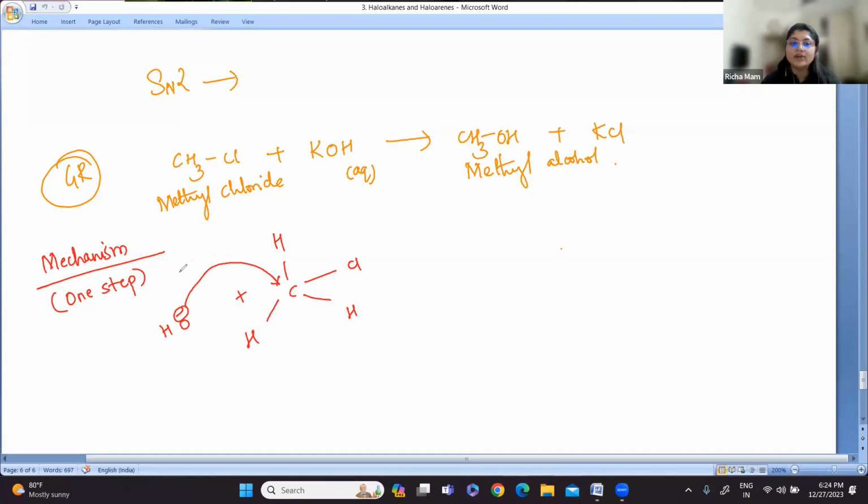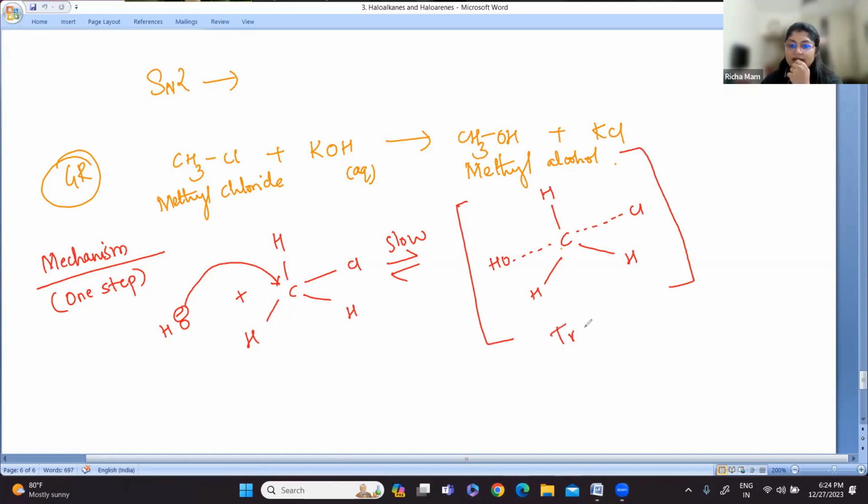The nucleophile OH minus attacks the electron deficient carbon from the backside, or as it is said, the rear side. It forms a transition state which is unstable. So what is a transition state? With this attack, and this is hydrogen, your other two hydrogens, and your Cl bond, it undergoes this transition state, and this transition state is an unstable state.